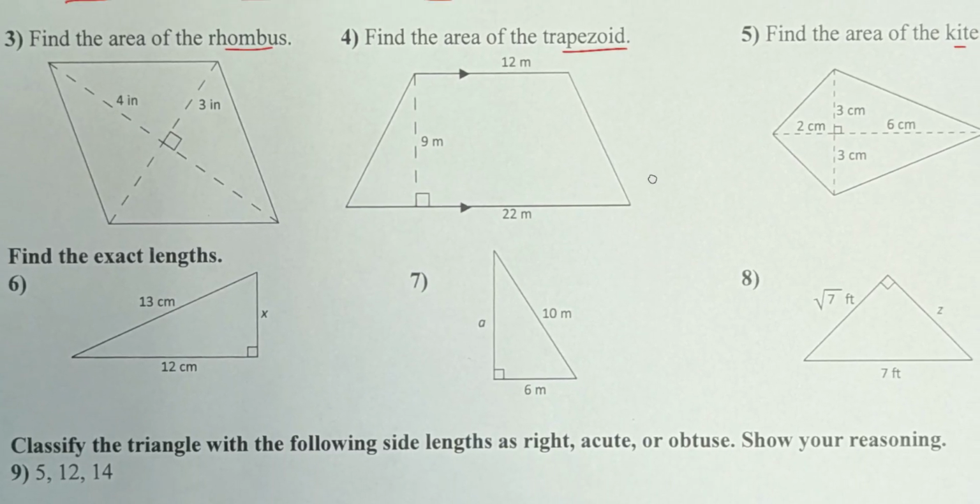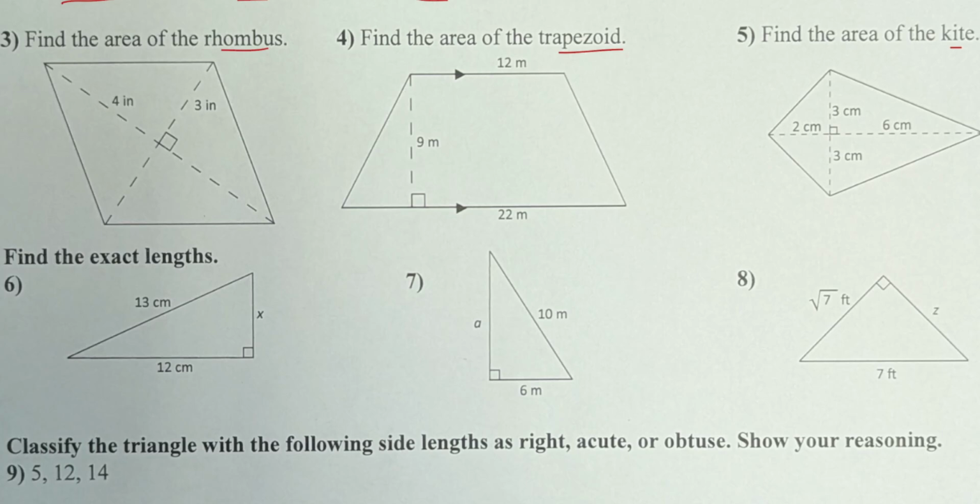Area of a rhombus is a little different. It's the diagonals, right? So the area is 1/2 D1 times D2. What is D? It's the diagonal. The diagonal is from here all the way to there. So is the diagonal equal to 4?